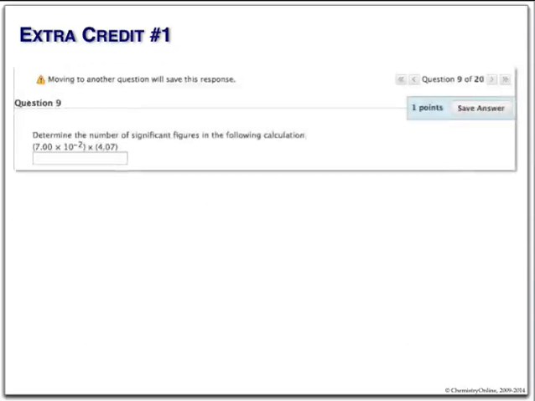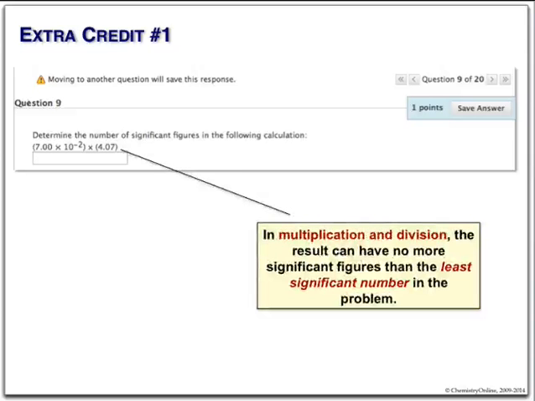Oh my gosh, we have to do a calculation. Actually, for this one, we don't. This is multiplication. We remember that in multiplication and division, we look for the least significant number. The result must have as many significant figures as the least significant. So here we have 3. Here we also have 3. Therefore, our answer will have 3 significant figures.